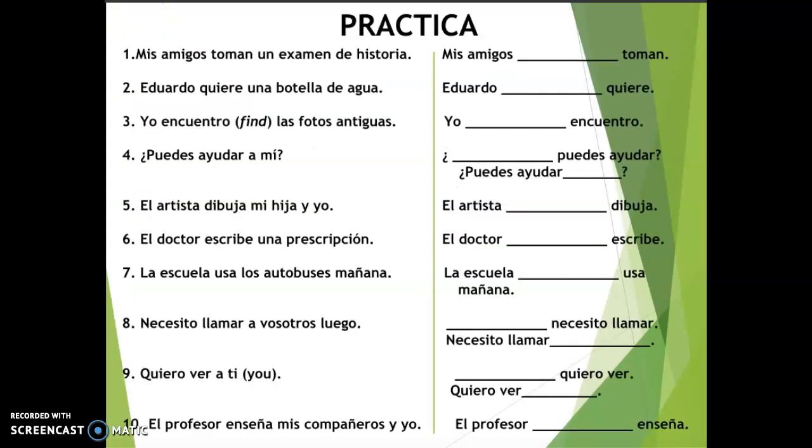Now it's your turn to practice. Let's take a look at some sentences and practice them together. Take a few minutes, read through the sentence, and see if you can use direct object pronouns to replace the direct object itself.